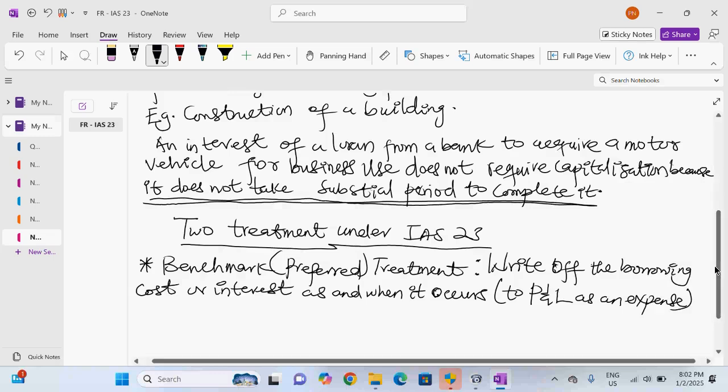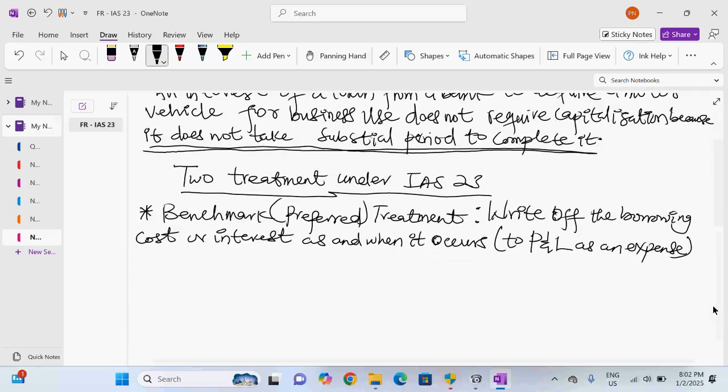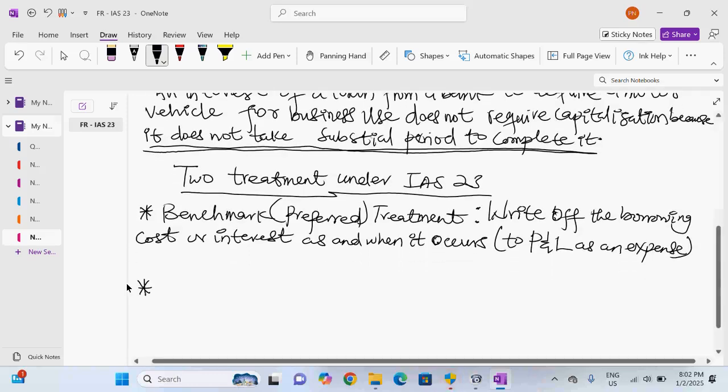All right. So that is what the preferred or the benchmark treatment is saying. The next one is the allowed alternative treatment.